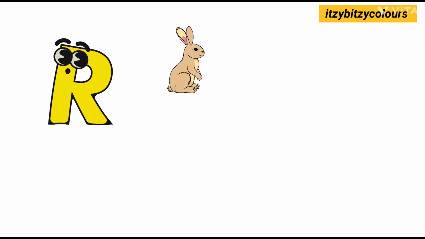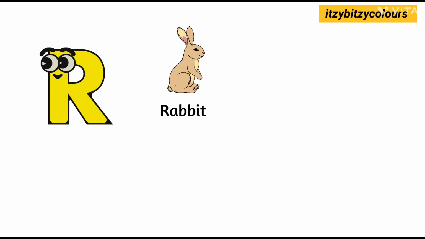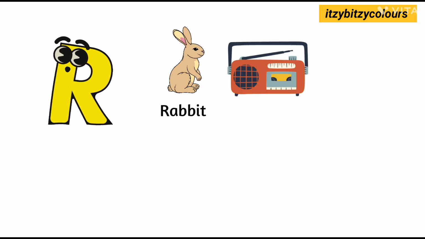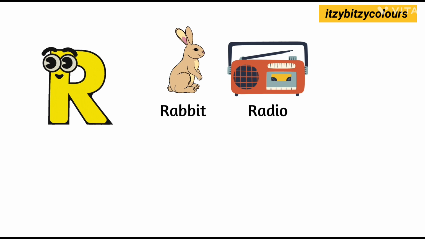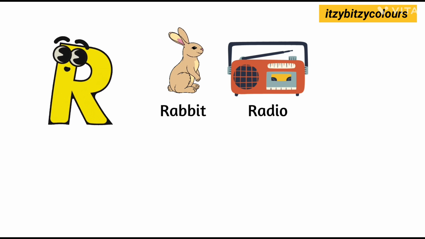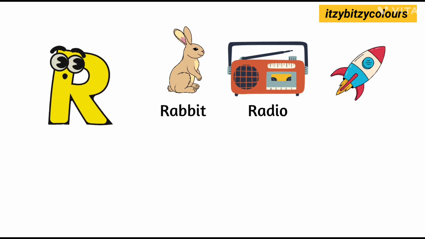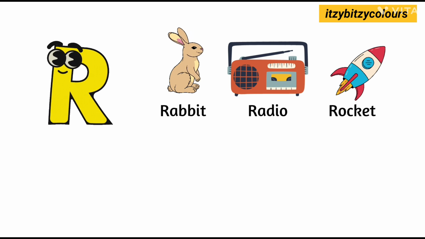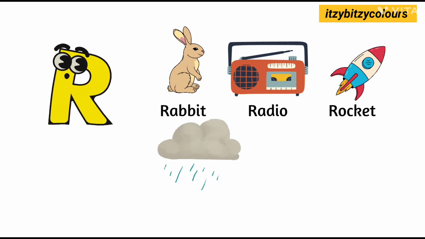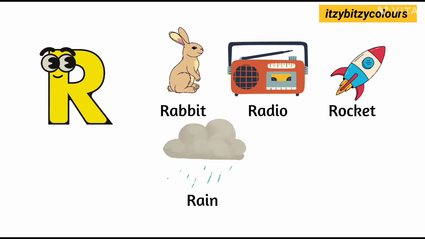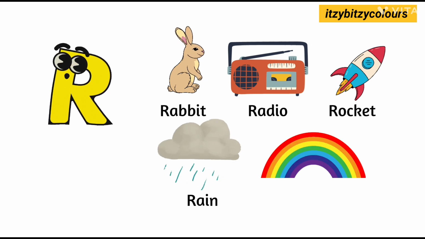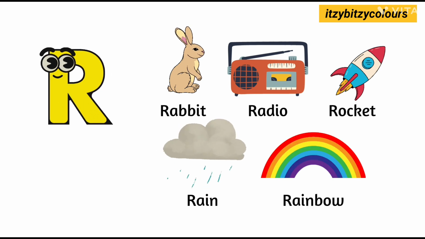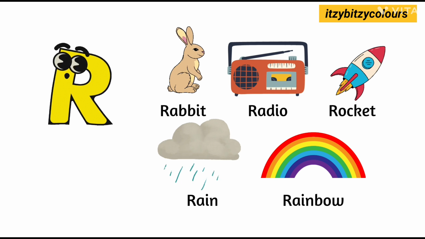R. R for rabbit. R for radio. R for rocket. R for rain. And R for rainbow.